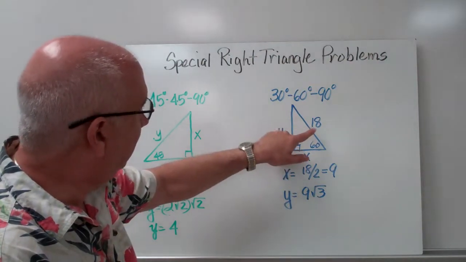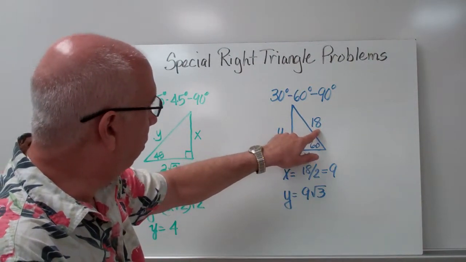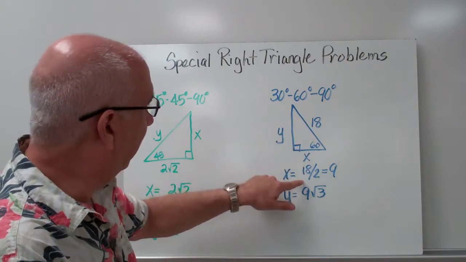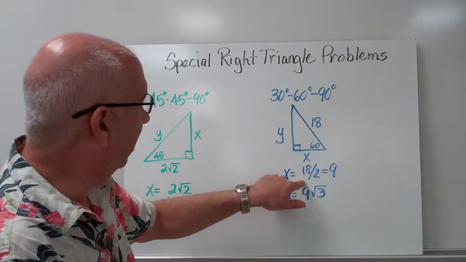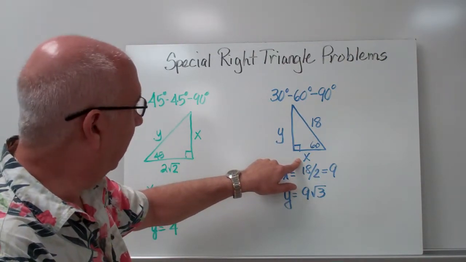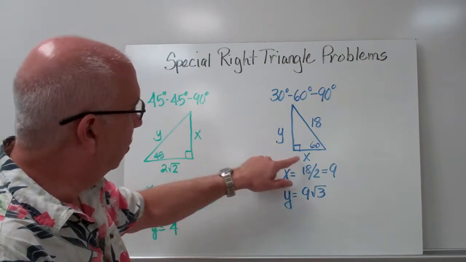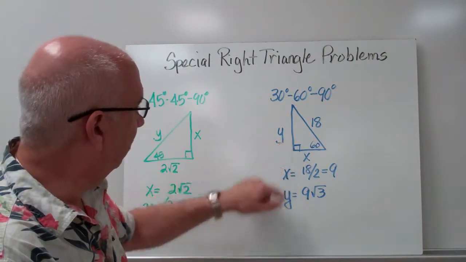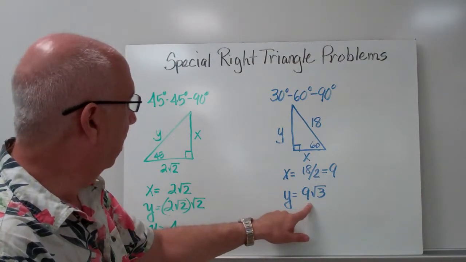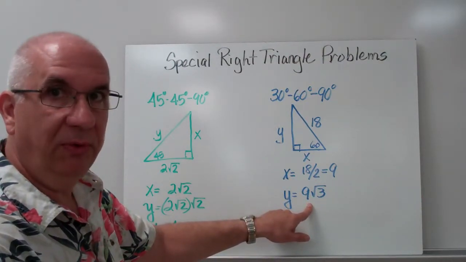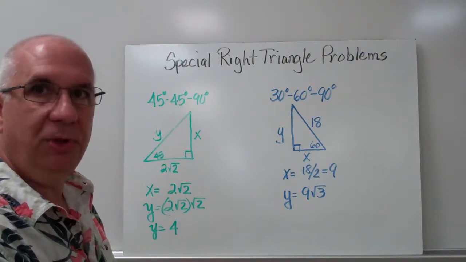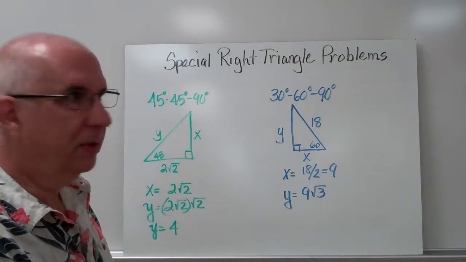On the 30-60-90, to find x, well, this is equal to twice whatever this is. So x is equal to this divided by 2. So 18 divided by 2 is 9. That's the short leg. To find the long leg, y, it's whatever the short leg is times the square root of 3. Well, the short leg is 9, so the long leg is 9 times the square root of 3. These are the most simple types of problems using special right triangles.